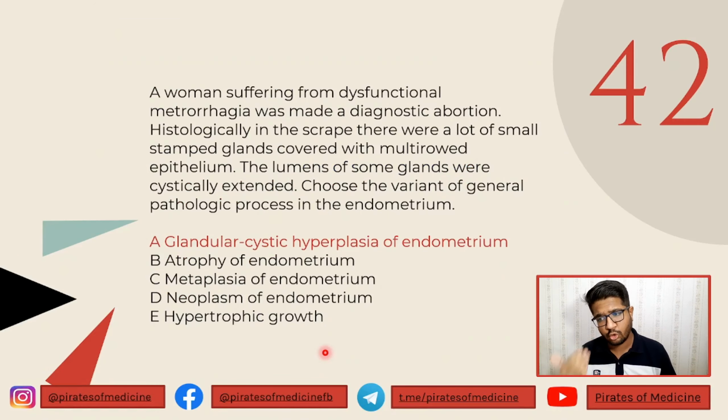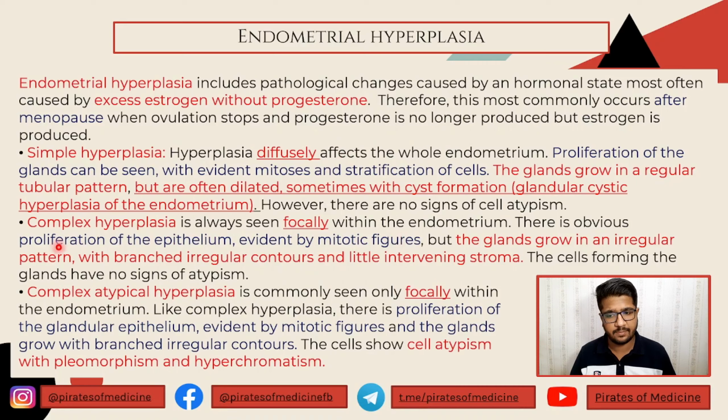In the question, you can see that there were a lot of small glands covered with multirow epithelium, and the glands were cystically extended. So this is a characteristic of glandular cystic or simple hyperplasia of the endometrium. There is no irregular appearance as seen in complex hyperplasia, no irregular contours, no irregular pattern. So obviously this is glandular cystic hyperplasia of the endometrium.